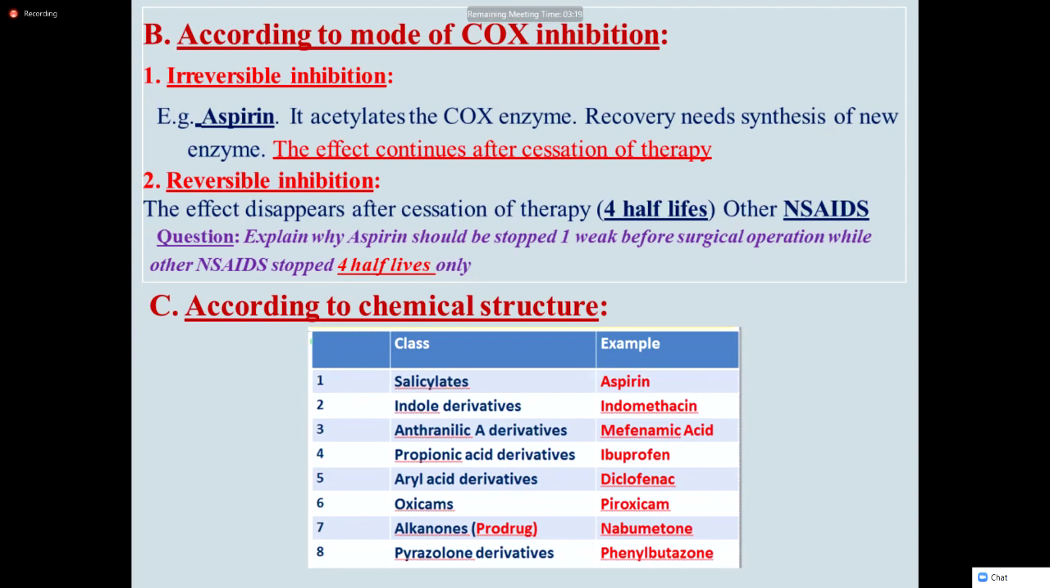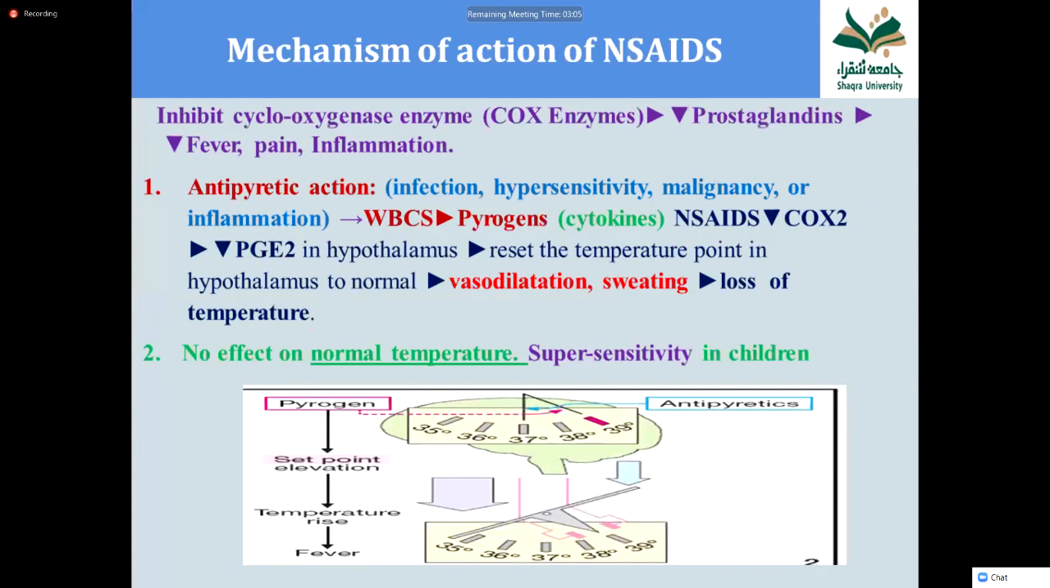In front of alkanone, prodrug is written. It means this drug, nabumetone, itself is not active, but in the body it is metabolized into an active form. That's why it is called a prodrug. Then mechanism of action, we have already seen. They inhibit cyclooxygenase enzyme, decrease the prostaglandin synthesis, and ultimately lead to antipyretic, anti-inflammatory, and analgesic effects.